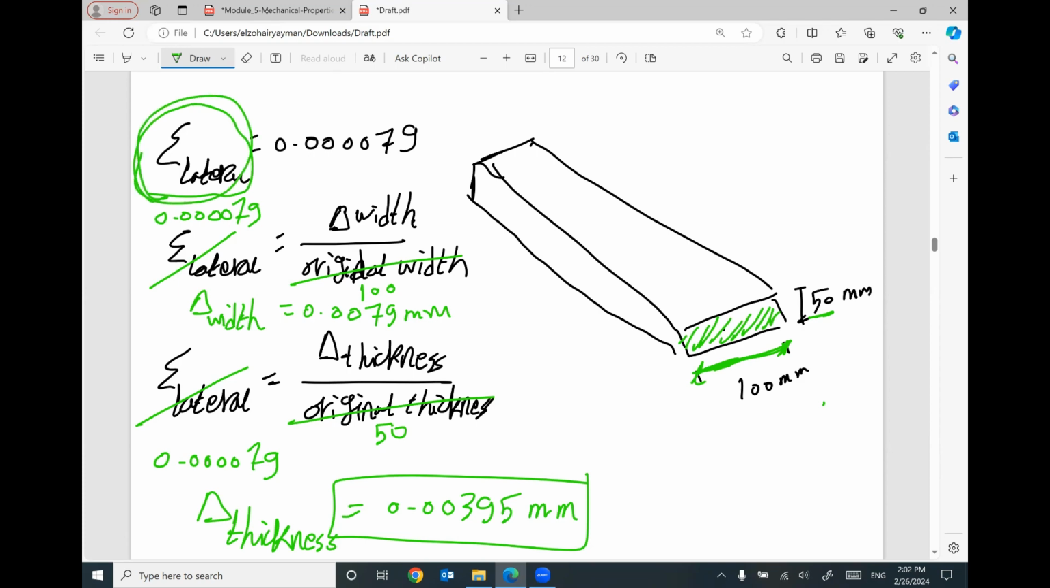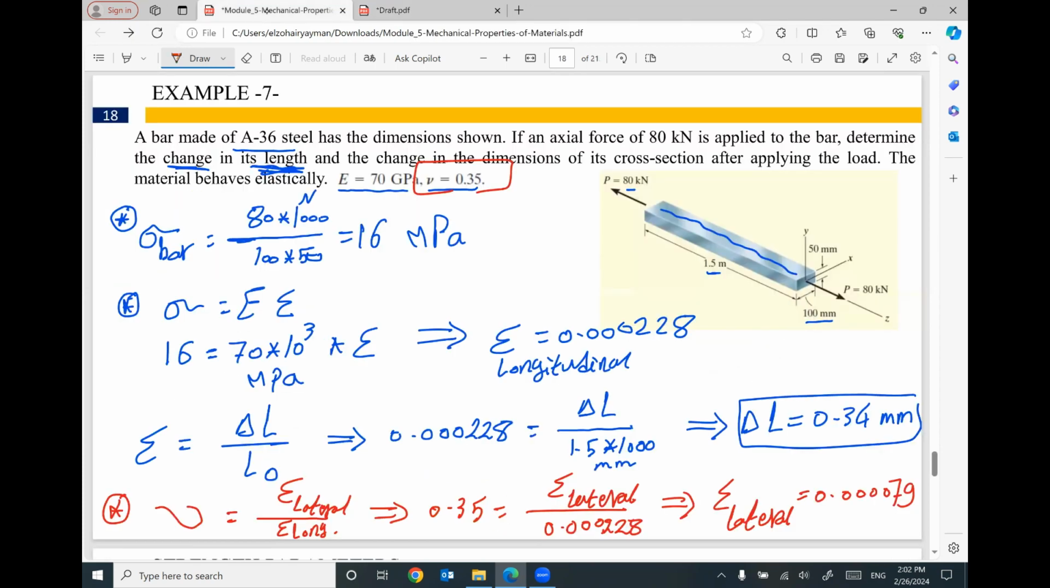So any change in the cross section will be measured by the lateral strain. This lateral strain can be calculated from the Poisson ratio, which equals the lateral strain divided by the longitudinal strain. This longitudinal strain can be figured out from Hooke's law. If you can figure out the stress and you have Young's modulus, I can figure out the longitudinal strain.